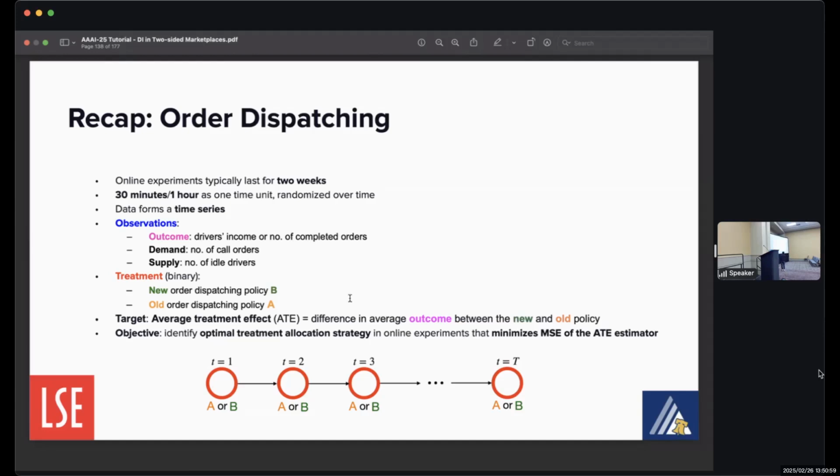Now, if you look at this figure, I just want to remind you of the objective of the design problem. Basically, our goal is to determine, during this time series experiment, at each time point, whether we should use the old policy or the new policy, so that after we conduct this experiment based on this design, the ATE estimator computed based on this data will achieve the smallest mean square error. Okay? So that's the purpose of the experimental design.